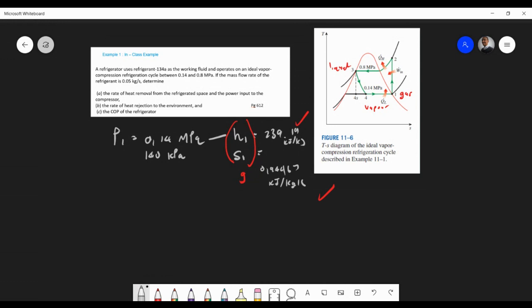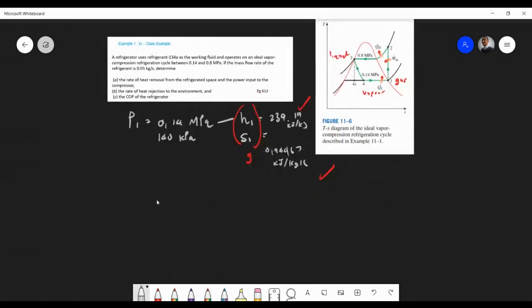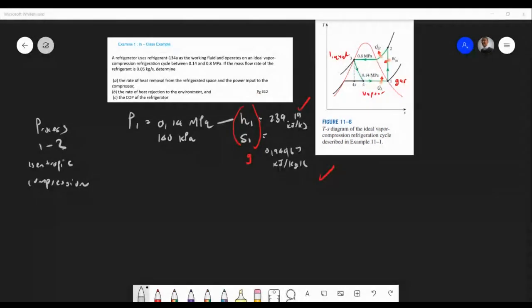So to find point 2, I know Mr. Boyer likes process 1 to 2, which is the isentropic compression. I normally used to ask some theory questions, but I eventually gave up. To find point 2, we need to find similar values here. How do we find point 2? Does anyone have an idea?